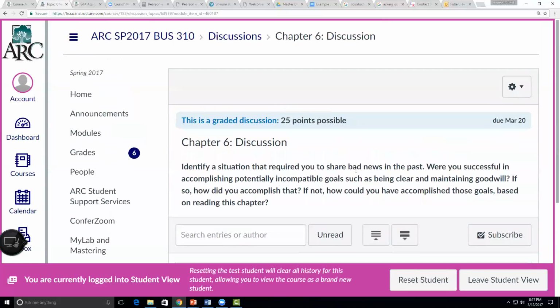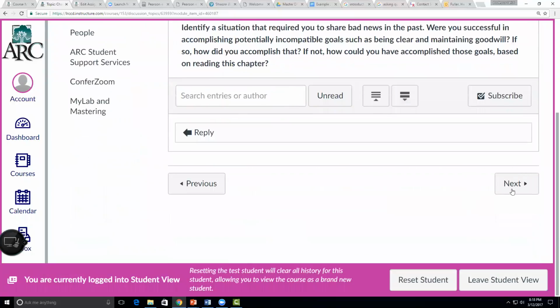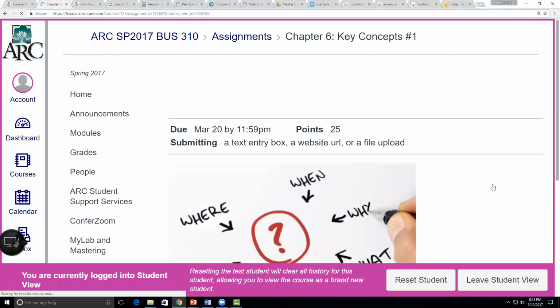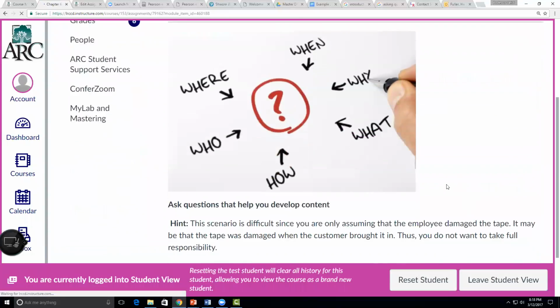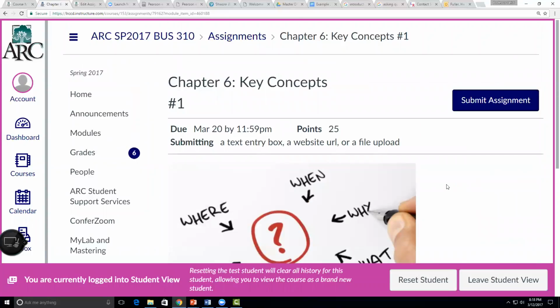In your graded discussion this week, you're going to identify a situation that required you to share bad news in the past. Were you successful in accomplishing the potential encountered goals, such as being clear and maintaining goodwill? If so, how did you do that? And if not, how could you have managed those goals after reading this chapter? In your written activity this week, it's based upon key concepts, number 1.